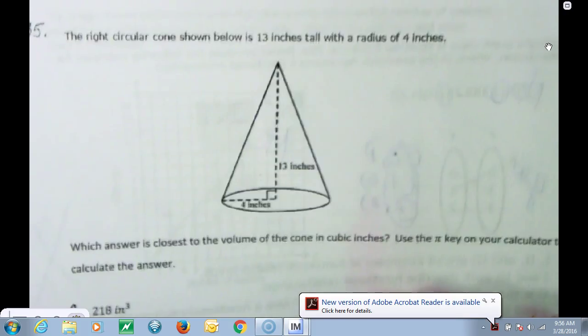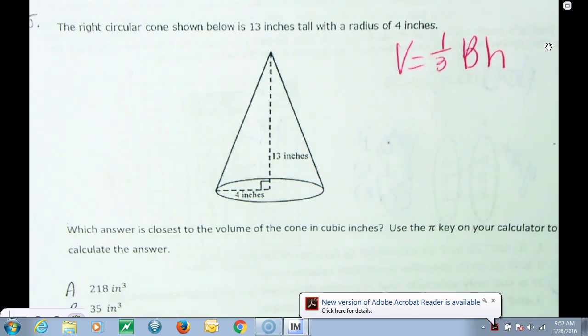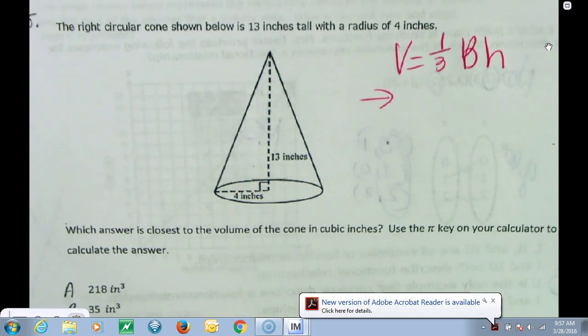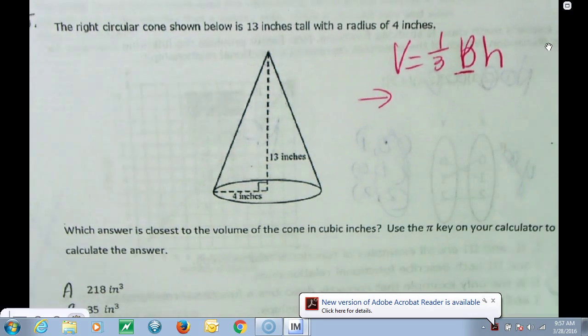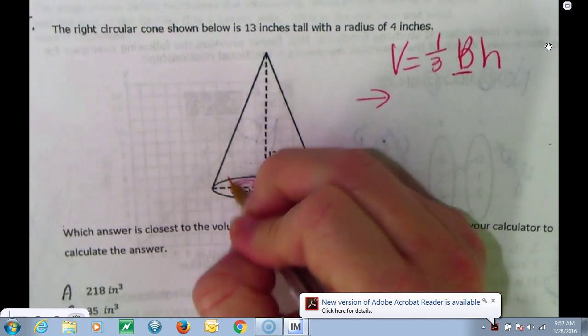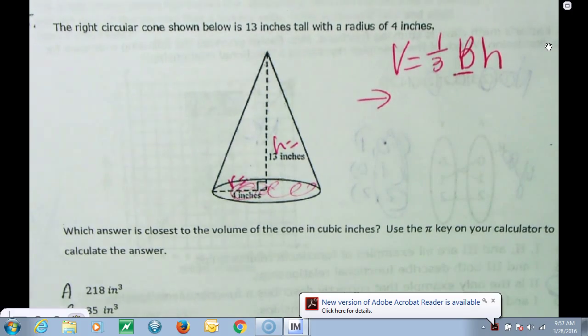Okay, look at 35. Guys, we have to know how to get volume of a cone. I noticed that a lot of you skipped the second step there. What does the capital B stand for? Area of the base. And the base is a circle. And I noticed that a lot of you did not label. When you're going through that test, write everything down. Label everything. Show all the work you can.